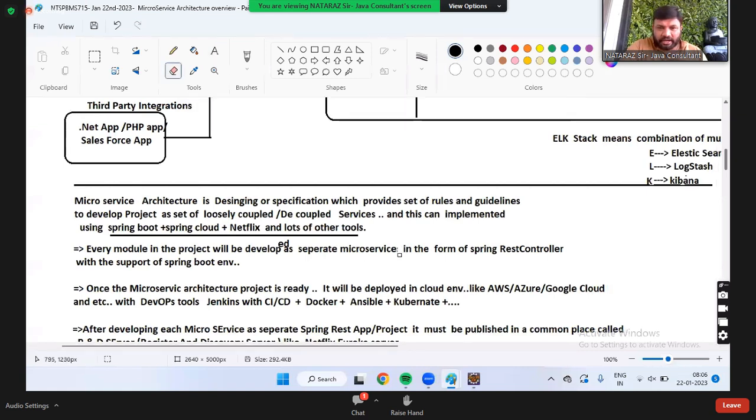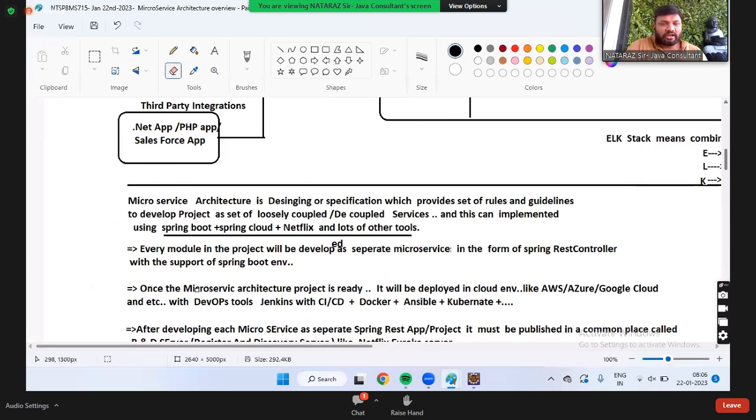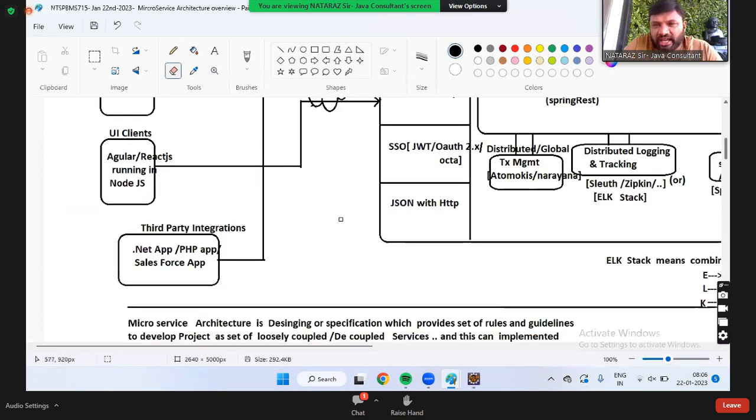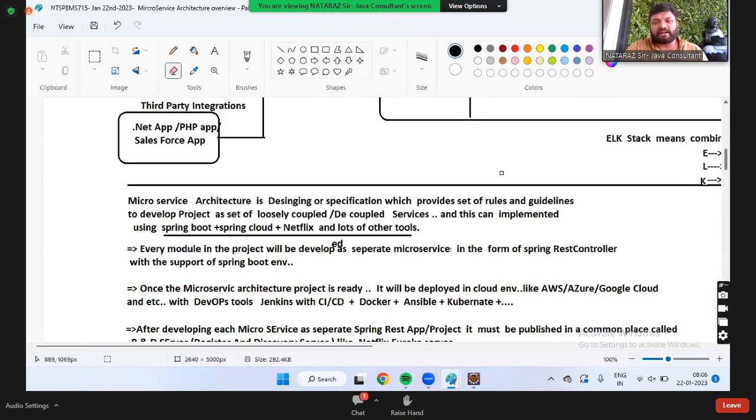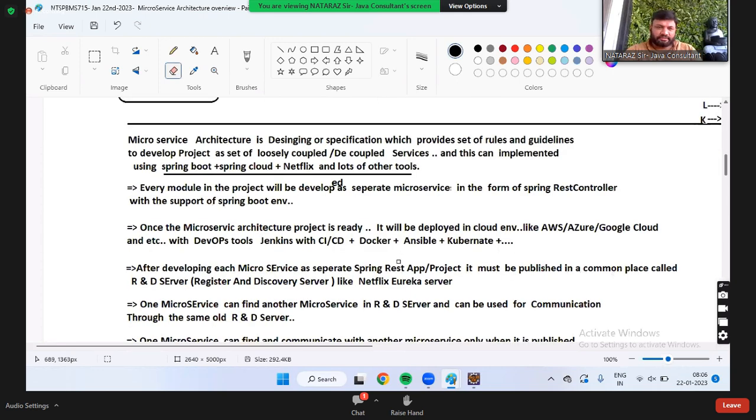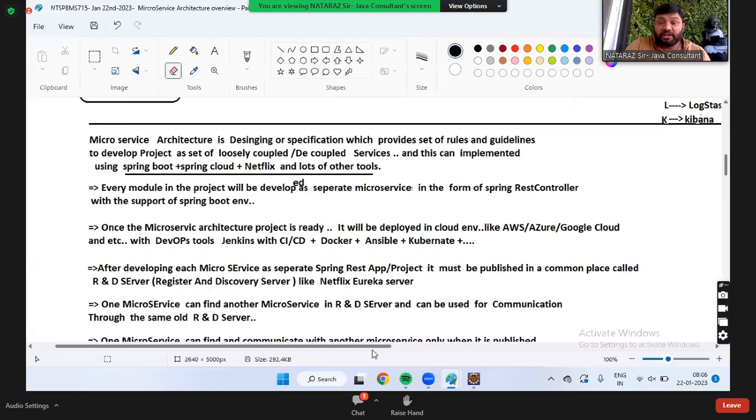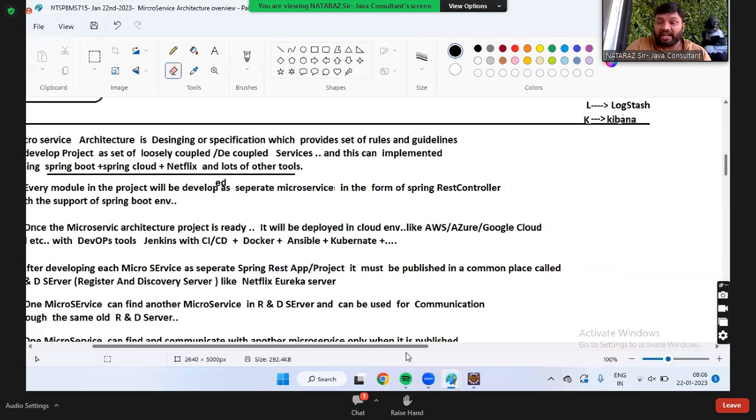as a separate microservice in the form of a Spring REST controller with the support of the Spring Boot environment. Sales service, separate REST controller. Finance service, separate REST controller. Payment service, separate REST controller. Got it, boss? Super.